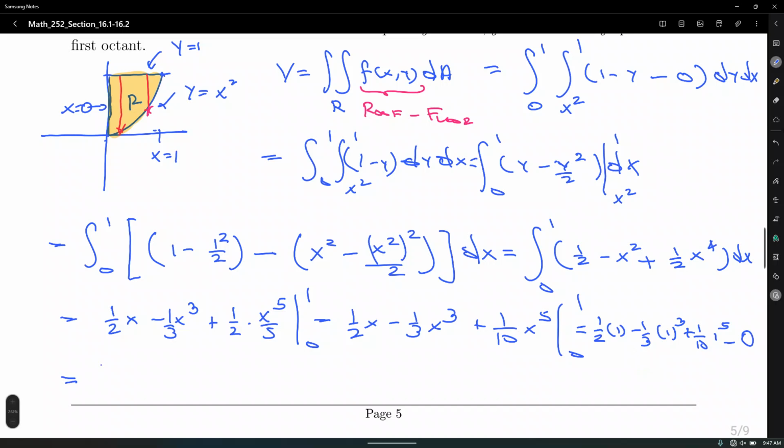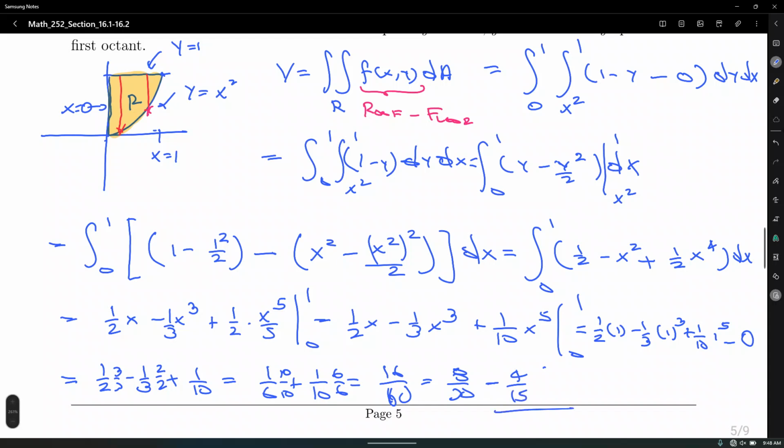You don't need to write down that 0. So that'll be equal to 1/2 minus 1/3 plus 1/10, which is equal to 4/15, right? So I get 3, 3, 2, and 2. So 3 minus 2, that's 1/6 plus 1/10. That equals, okay, yeah, so that is 10, 6. So that's 16 over 60. That equals 8 over 30 and 4 over 15, right? Yes. 4/15. So that is the volume of the solid bounded by this region.